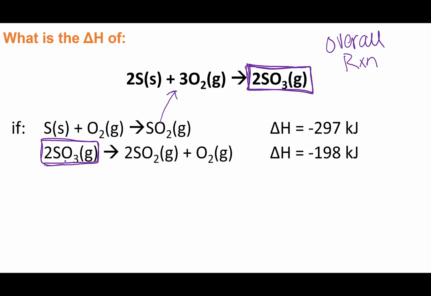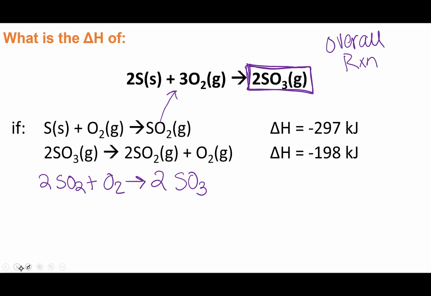So probably one of the manipulations I'm going to have to do is flip this second reaction. I want sulfur trioxide on the product side. So I'm going to flip this over so that sulfur trioxide is the product. And that means that sulfur dioxide and oxygen become the reactants. I'm going to cross that out just so we don't look at it anymore. Okay.